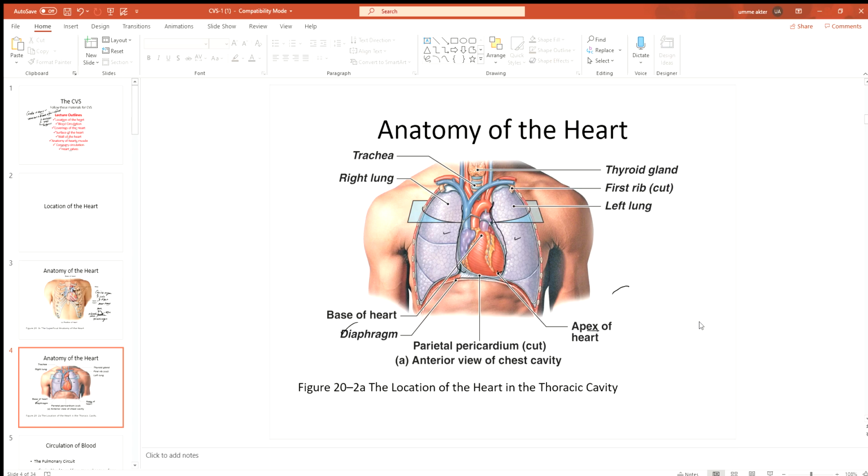So let me draw here. This is your left lung. Okay. This is your right lung, and this area is called the mediastinum. So the area between two lungs, and here is the diaphragm. So your lungs are also sitting on the diaphragm and the heart is here.